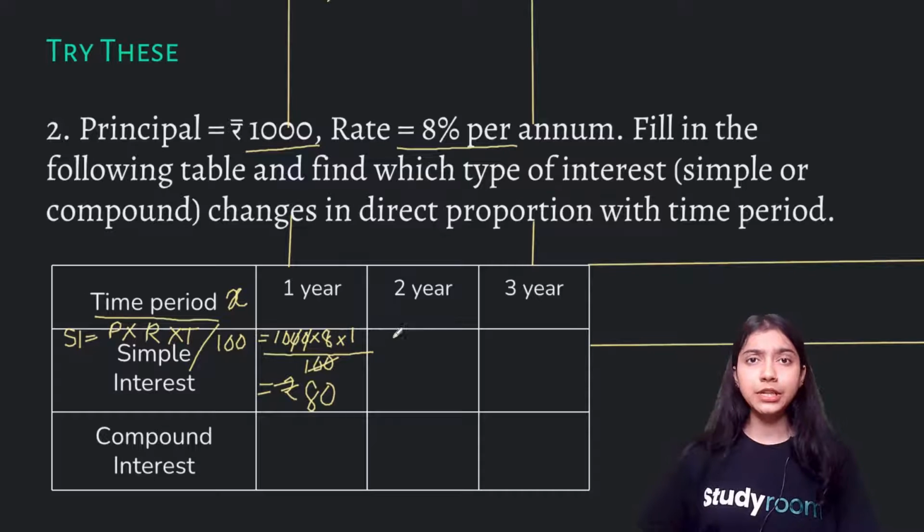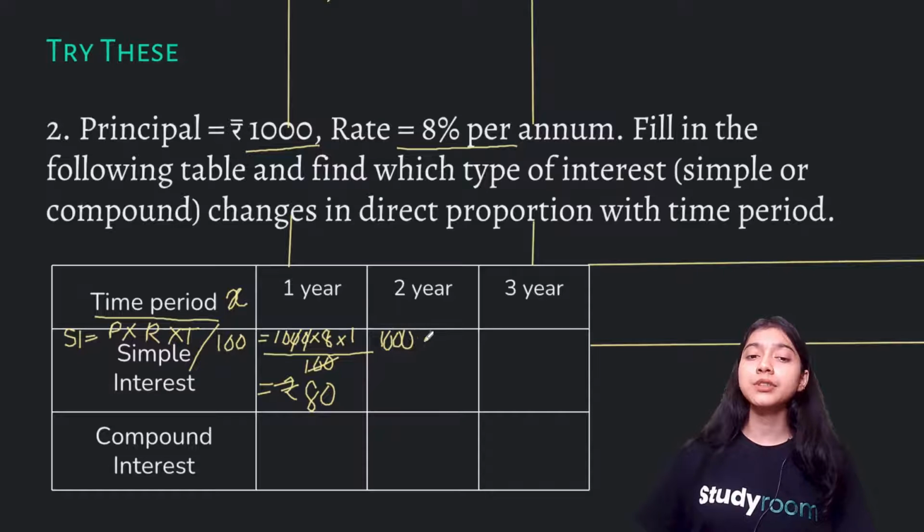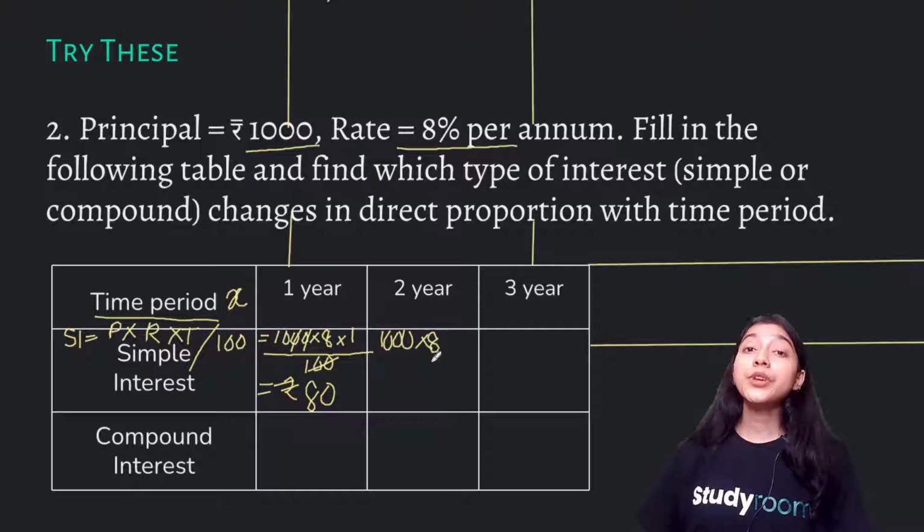Let's calculate the simple interest for the second year. Here again the principal will be same, it will be 1000 and then the rate is also same, that is 8. So principal and rate is fixed, only the time period is changing.